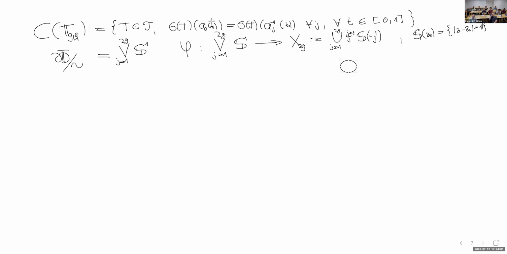No, it's not a circle. So then it should look like this. So it's a finite. So something like this. So finite Hawaiian earring. 2G copies, right? Exactly 2G.